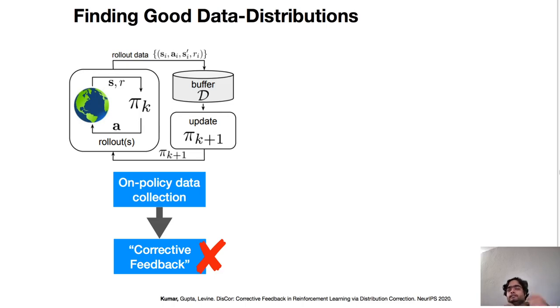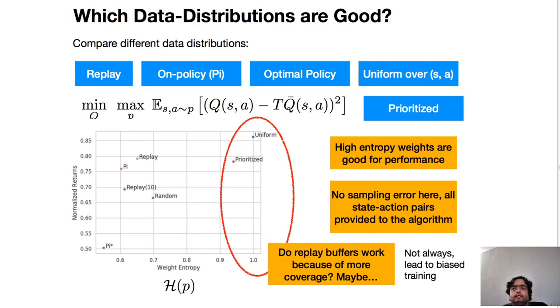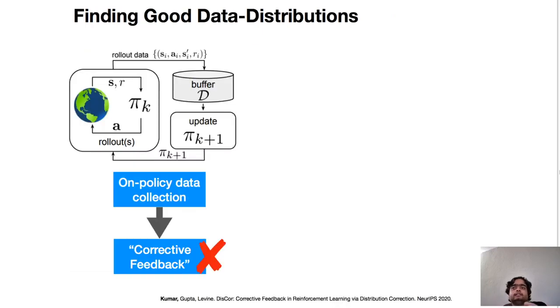If you're using this kind of scheme to collect data, even if you're maintaining a replay buffer, it turns out that this scheme may not be able to correct errors in the Q function. So far what we've been looking at is how good Q-learning can be when you use different distributions. What we are talking about here is that if you use your current policy or a previous policy to collect data, that may not be good because it may not provide you corrective feedback to correct errors in your Q function.